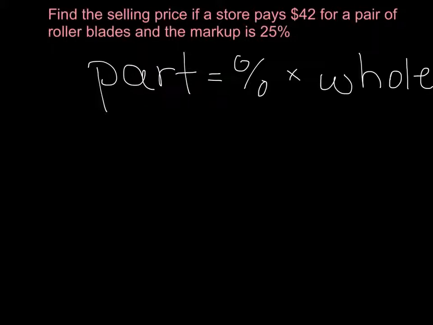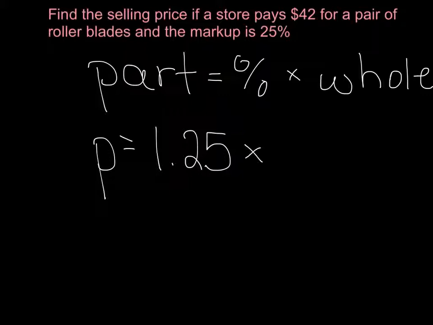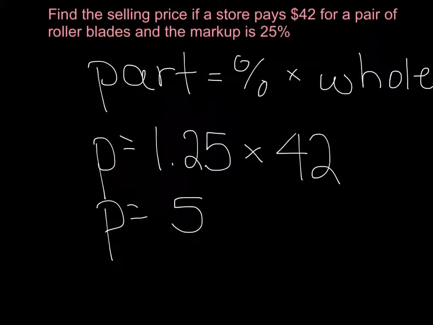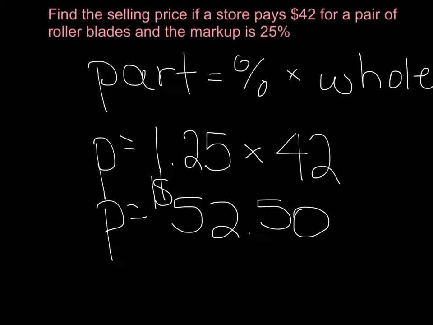So you would have the part, and then you would multiply it by the 125%, which I turn into a decimal, times the whole. And so if you multiply that, then that actually gives you what you're paying. Because if you remember the previous one, you added the $42 plus the markup. This is already including that $42, so it's saving you an extra step.